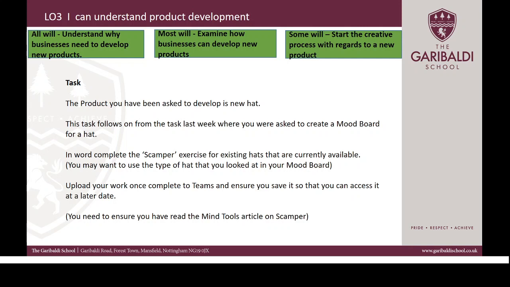Now, you could use the type of hat you looked at in your mood board, or you could do a Scamper exercise on any type of hat that is currently available. What you need to do is, once complete, upload your work. If you've not done it on Word, you could, if you wanted, do this on a big piece of card and handwrite it, or you could do it on paper. You can be really creative with this task. If you do it on paper or card, you need to try and take a picture of it and upload it to Teams.